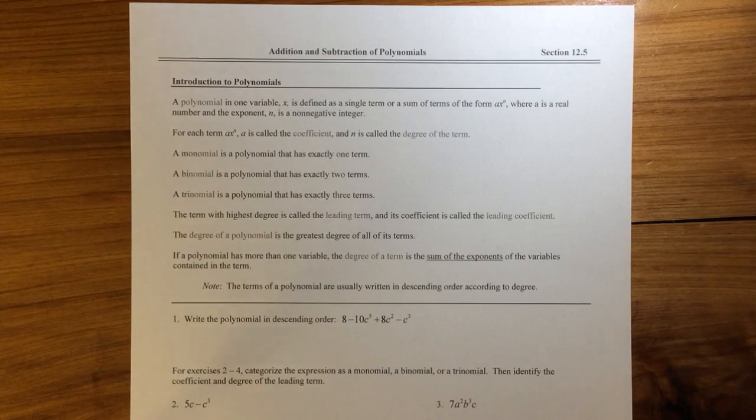A polynomial in one variable x is defined as a single term or a sum of terms in the form of ax to the n, where a is a real number and the exponent n is a non-negative integer. Remember, an integer is a positive or negative whole number. No decimals, no fractions. So in this case, since it says non-negative integer, basically, remember, we mean the natural numbers. Okay, so 1, 2, 3, 4, 5, 11, 921,000. Yeah, so no decimals, no fractions, and has to be positive.